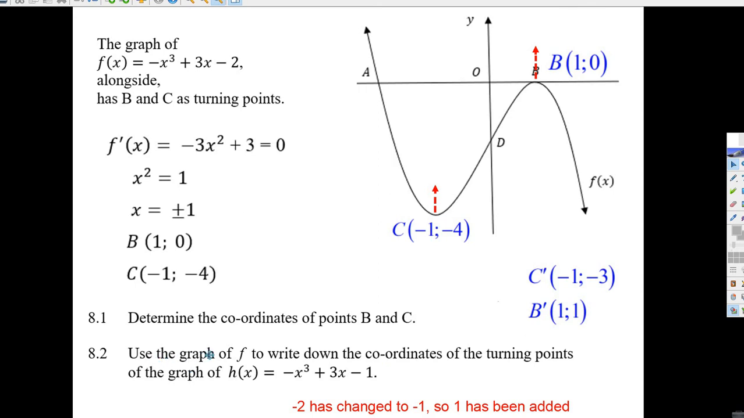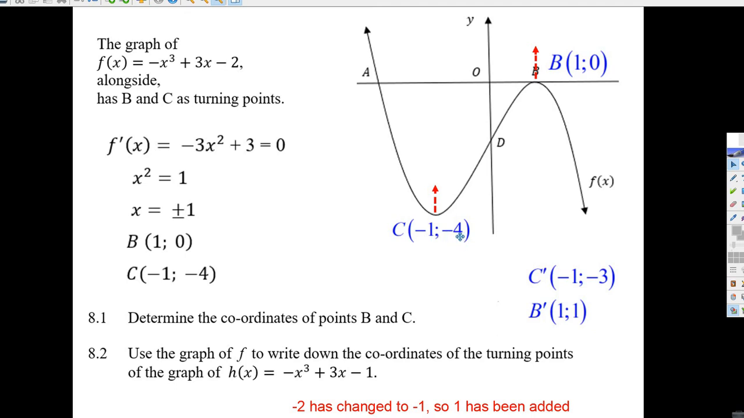Now the next graph says, use the graph to write down the coordinates of the turning points of a new function. And instead of minus 2, it's changed into minus 1. So all you have to do, it looks like 1's being added. So all you do is take the y coordinate, like that 0, and add 1 to it. So the whole graph would shift up. The coordinate of that turning point would be, instead of 1 and 0, 1 and 1. That's the translation. We'll use a little B prime there to show that the new turning point would be 1 and 1.